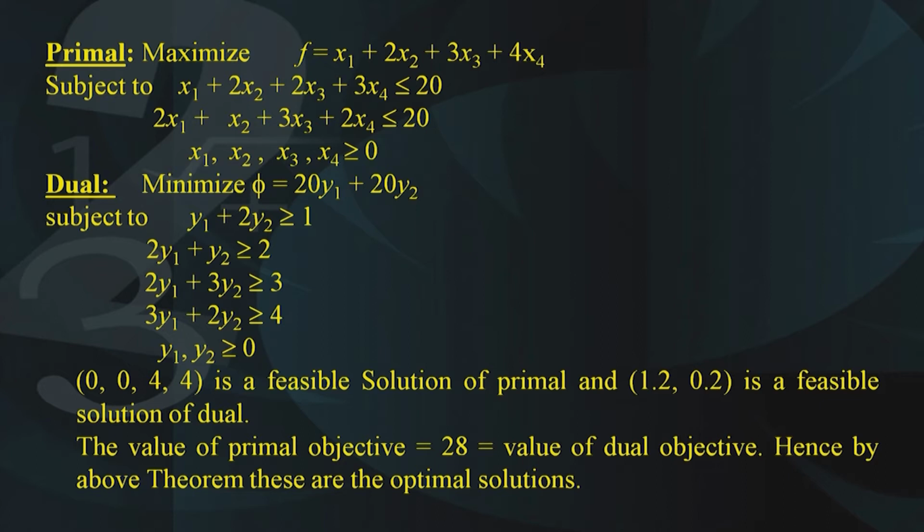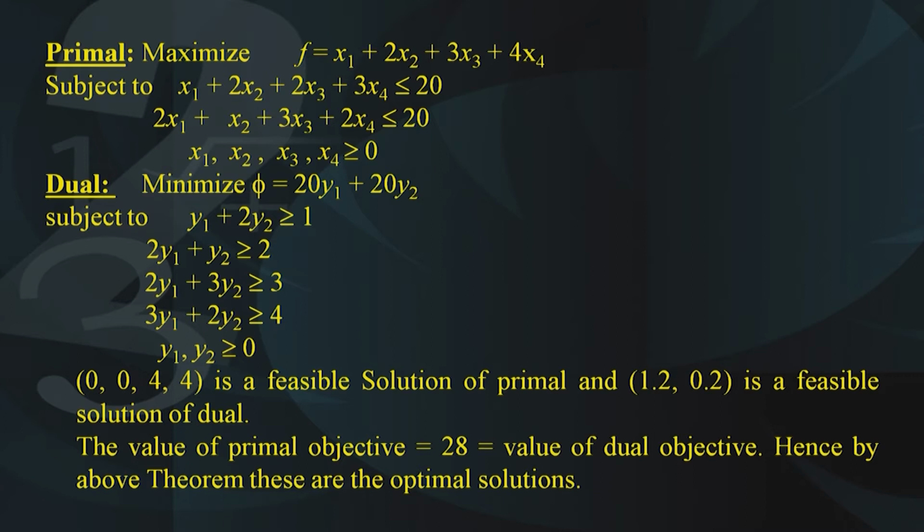Let us suppose we have a primal problem as follows: maximization of f is equal to x1 plus 2x2 plus 3x3 plus 4x4, subject to x1 plus 2x2 plus 2x3 plus 3x4 less than or equal to 20. The second constraint is twice x1 plus x2 plus 3x3 plus 2x4, which is less than or equal to 20, and all the variables, that is x1, x2, x3, x4, should be greater than or equal to 0.